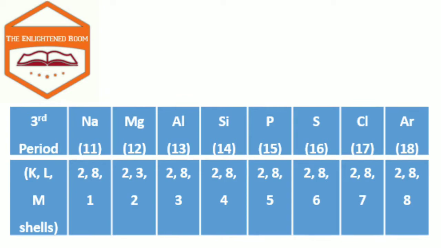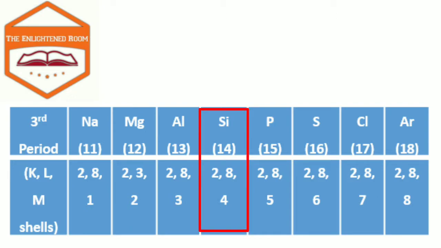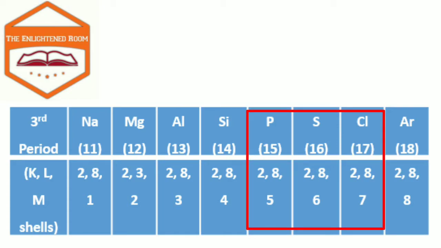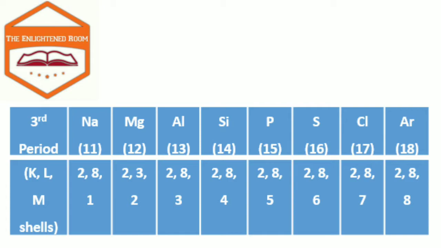Similarly, in the third period, sodium, magnesium and aluminium are metals. The properties of silicon are between those of metals and non-metals. Therefore, silicon is known as a semi-metal or metalloid. The next elements, phosphorus, sulfur and chlorine, are non-metals. In other words, metallic character decreases from sodium through magnesium to aluminium. Silicon is a metalloid, while the non-metallic character increases from phosphorus through sulfur to chlorine.